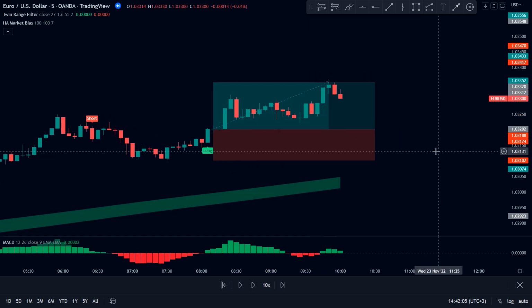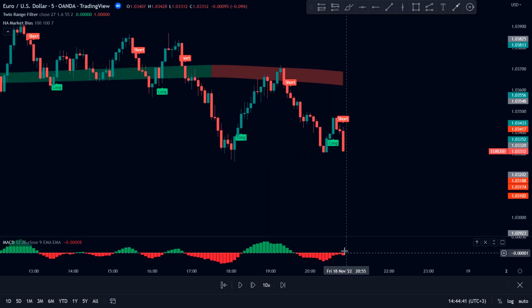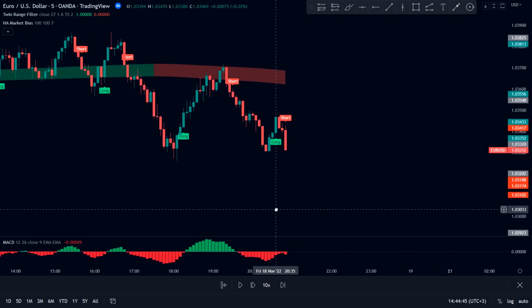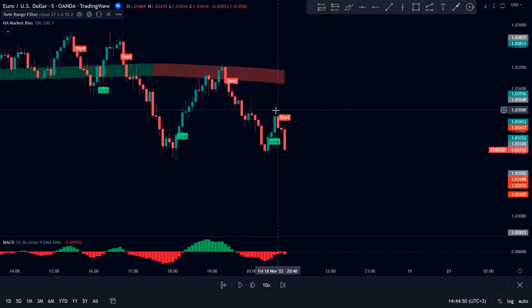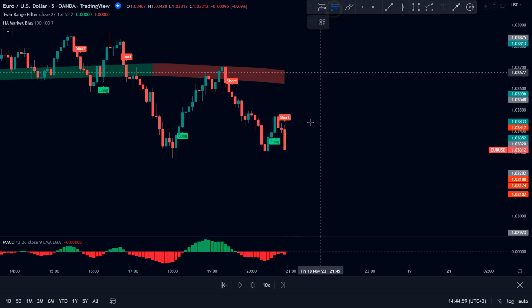Now you may be asking yourself, but what are the conditions for entering a short trade? Well, that's a very good question. To enter a short trade, you basically just have to do the opposite of everything we did for a long trade. Here's what I mean. First, the market bias indicator should be colored red to indicate an overall bearish trend. Second, the histogram of the MACD indicator should also be colored in red like this. And the last condition is for the twin range filter to print a short signal. All these conditions are met on this candle, so we enter a short trade.